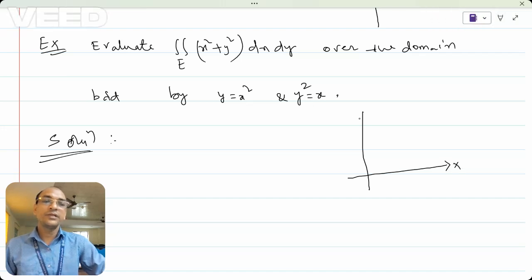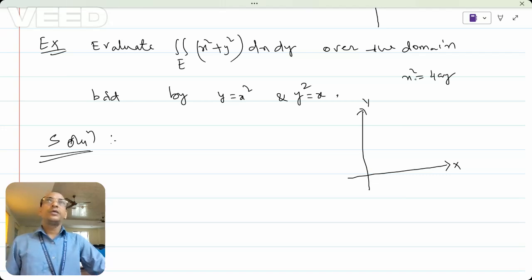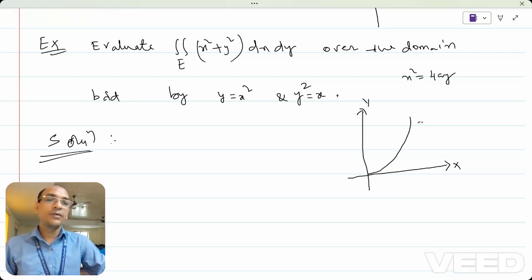This is my x-axis and this is my y-axis. So x square equal to 4ay. What does the parabola look like? It is symmetric about the y-axis. That means it will open upward, so we can draw it like this. This is my curve x square equal to y. 4a is nothing but 1 here.